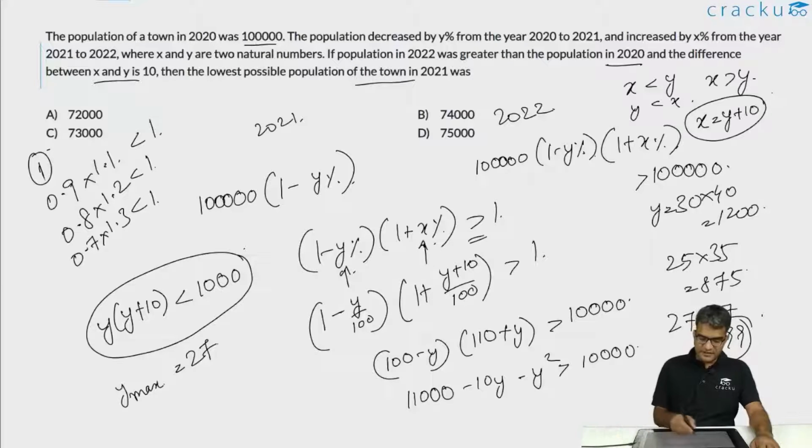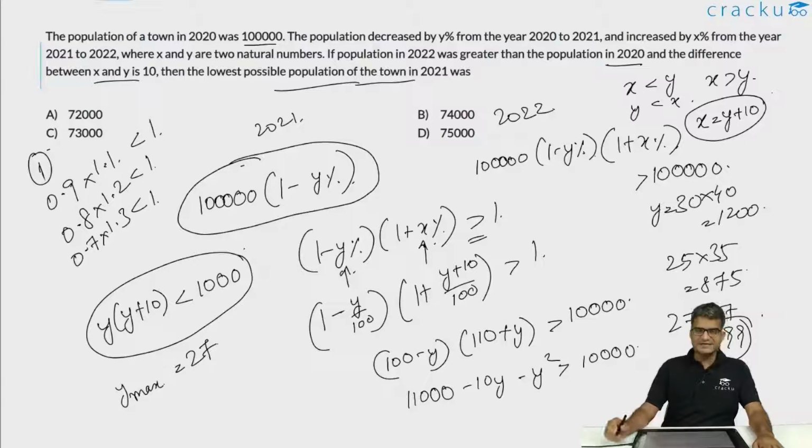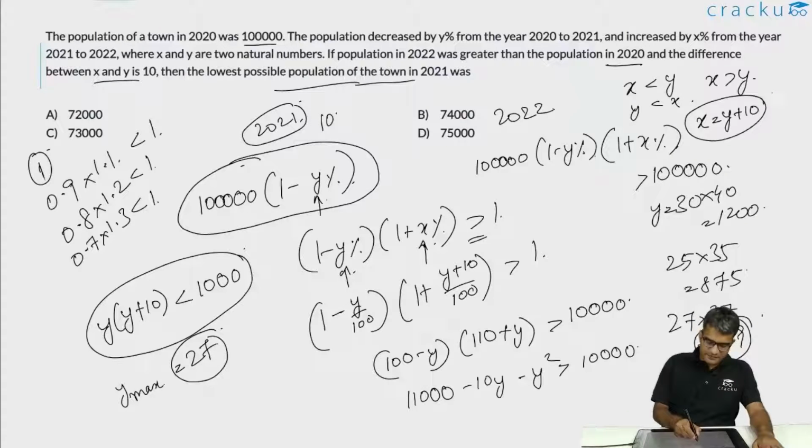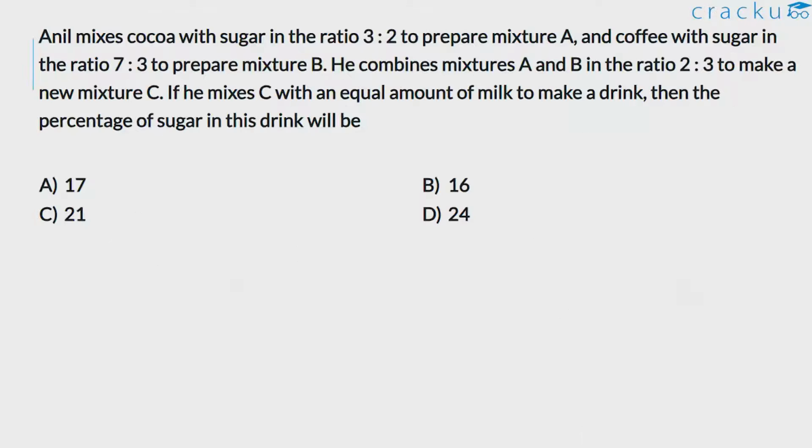Now, what is the lowest possible population of the town in 2021? For the population in 2021 to be as low as possible, you want the value of y to be as high as possible. We have just discovered that the maximum value of y is 27%. So the minimum population of the town in 2021 will be 1 lakh into 1 minus 27%, which is equal to 73,000. So the answer for this question is option C.